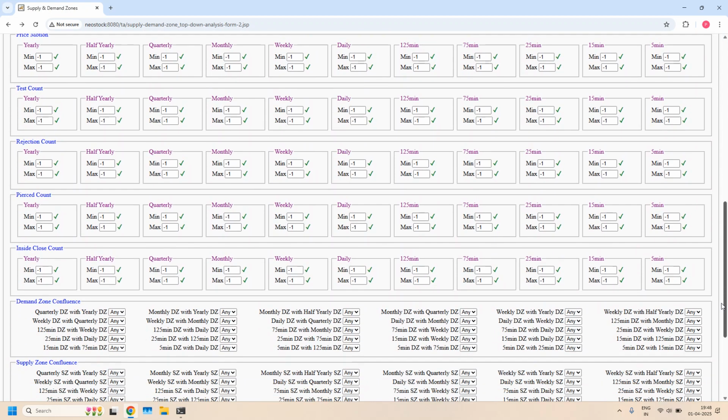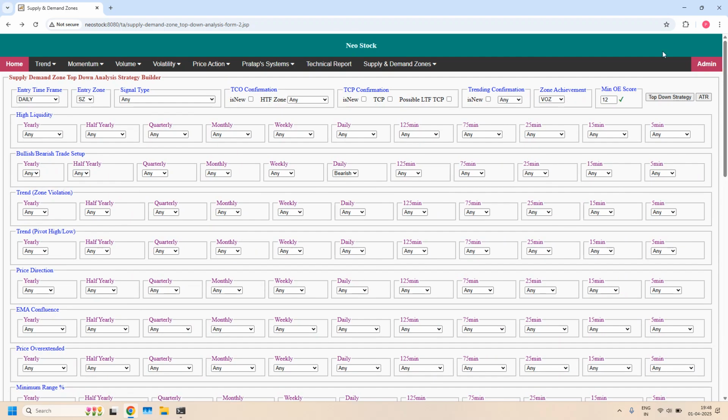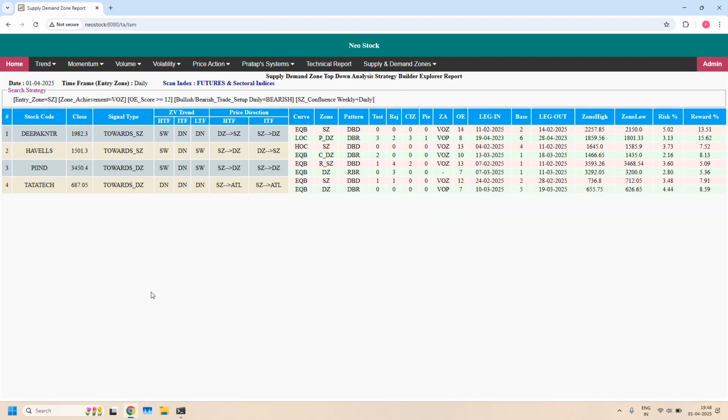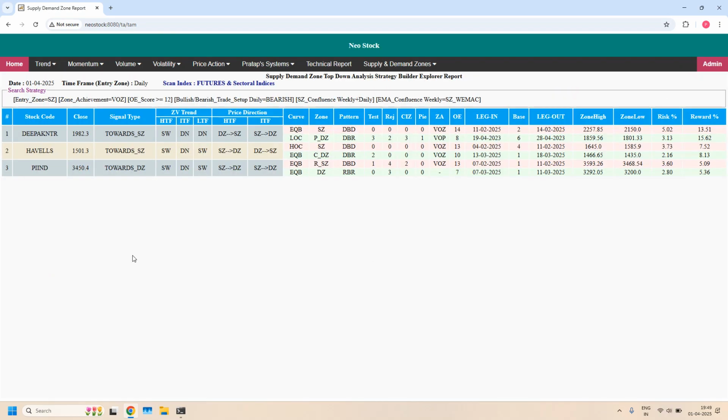That is a daily and weekly supply zone confluence. So I enable the filter. Out of 4, all 4 are filtered. That means all these daily supply zones overlapped with weekly supply zone, and also weekly trend is down in all the stocks, bearish trade setup. So let's verify any weekly supply zone having weekly EMA confluence. In the EMA confluence at weekly time frame, I am checking weekly supply zone having weekly EMA confluence. So we got 3 stocks out of 4.